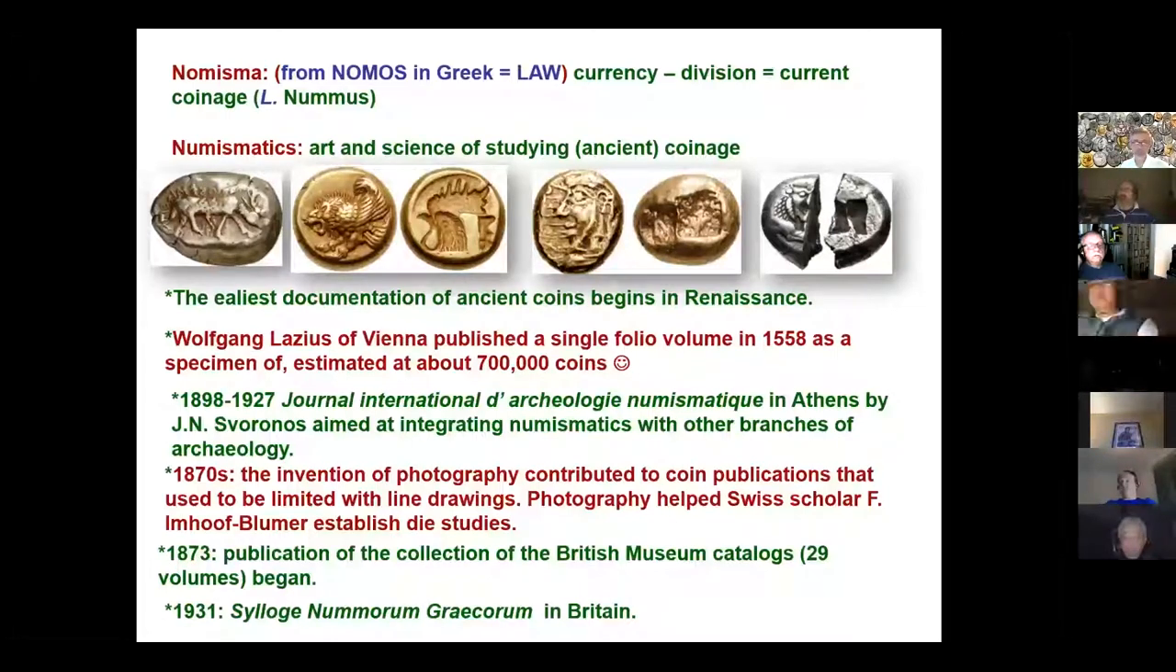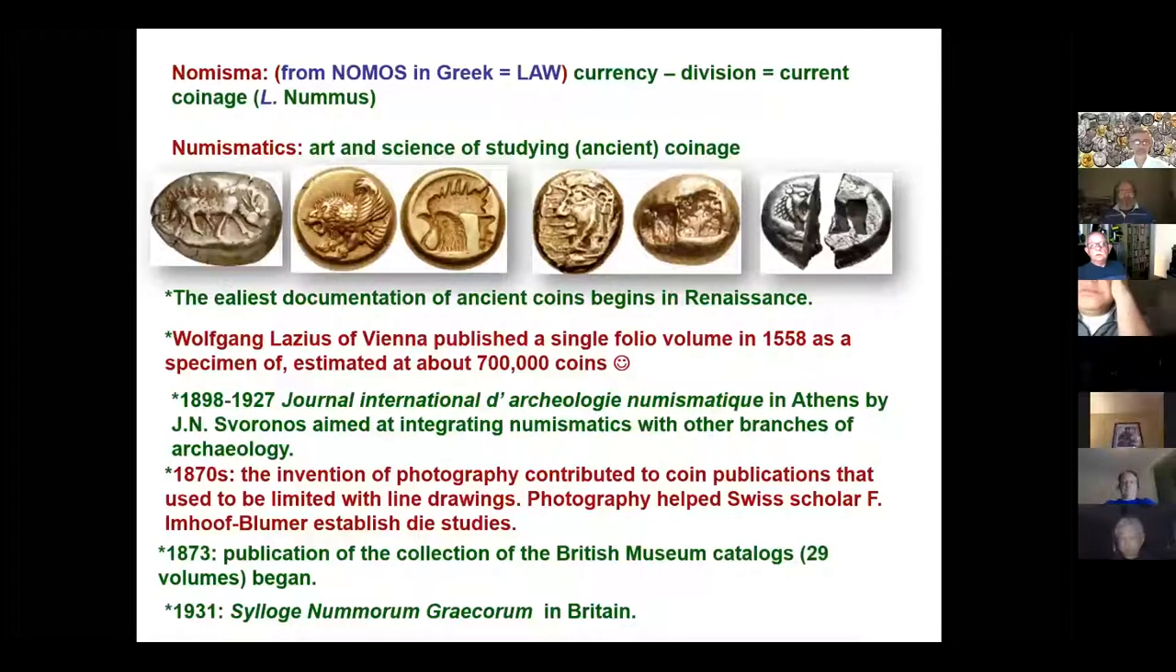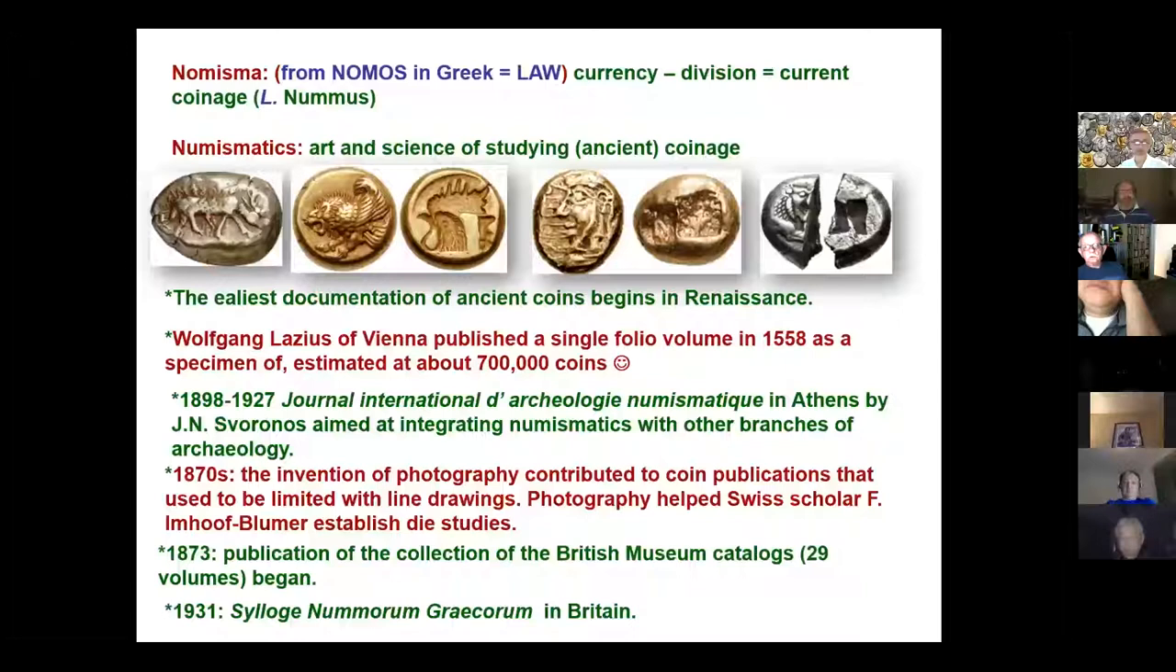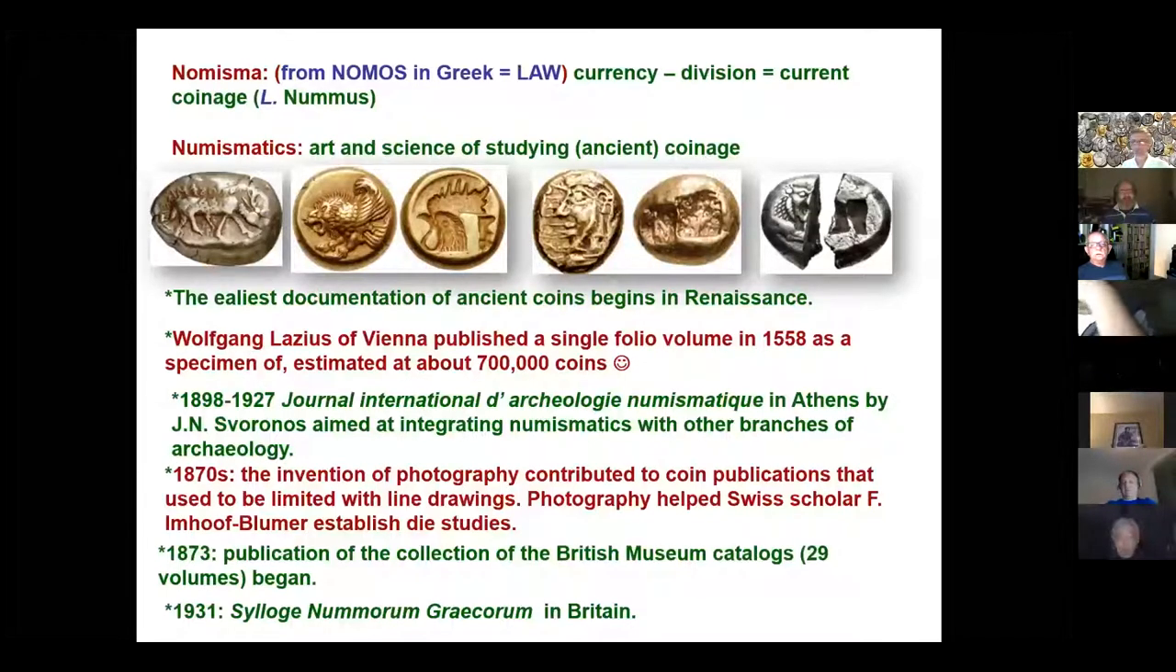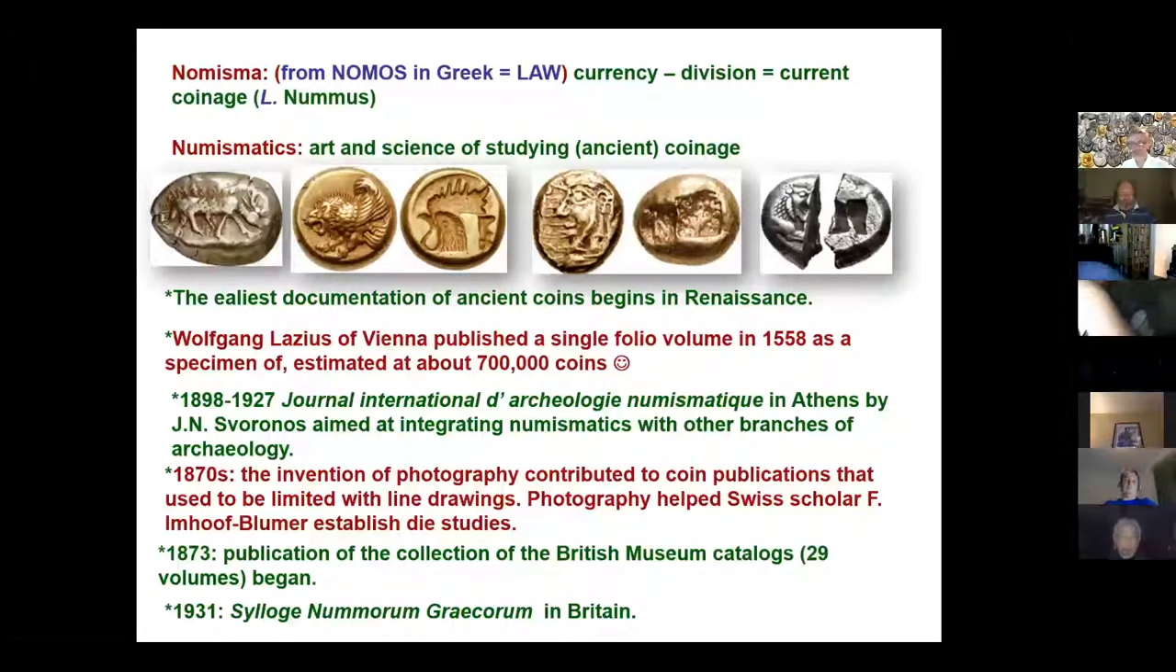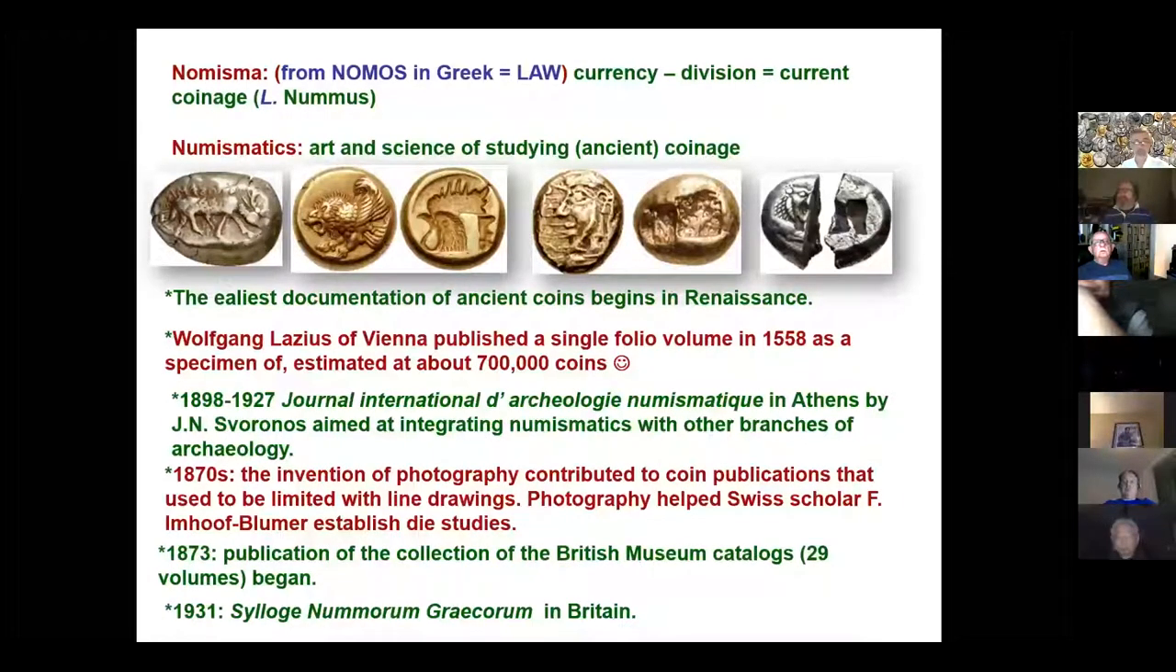And in 1931, Sylloge Nummorum Graecorum started in Britain. And it's the most important collection publication format adopted by almost all numismatists compiling catalogs in every country. So you have SNG, the acronym. You have SNGs everywhere, SNG Deutschland, Germany, SNG Netherlands, Copenhagen, SNG Turkey, where I come from. So SNGs are everywhere now.